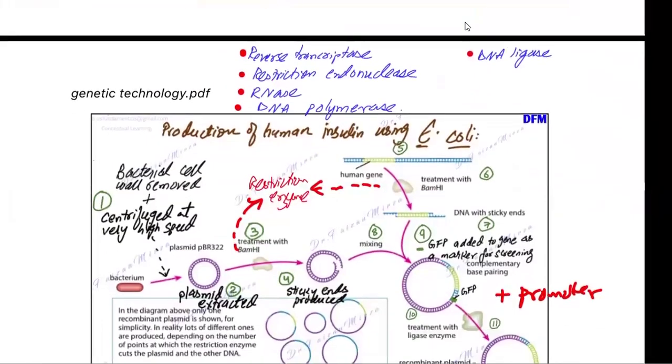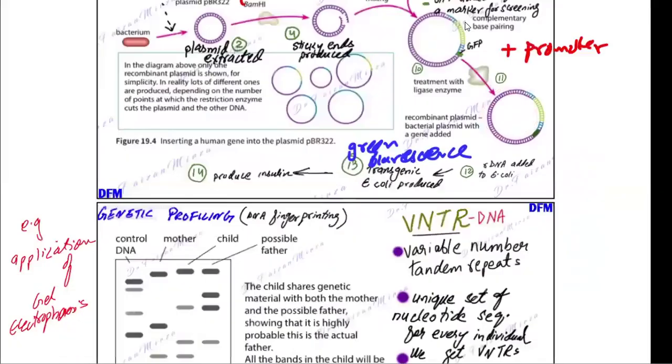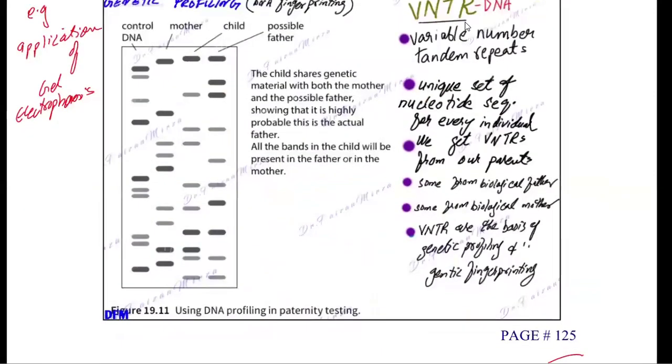So we have discussed these enzymes: reverse transcriptase, restriction endonuclease, RNase, DNA polymerase, DNA ligase. What are restriction endonucleases? These are enzymes that cut the DNA at a restriction site called the palindrome site or palindrome sequence. So this is an example of how you can take a plasmid out of a bacteria, cut it open, take the human insulin gene, and place it here together with the GFP gene and the promoter, and then add it back into the bacteria. So this is how this process is done.